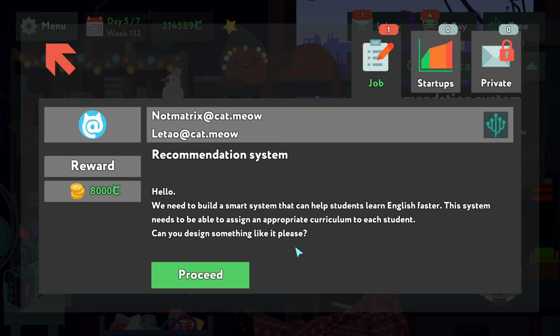Hello, we need to build a smart system that can help students learn English faster. This system needs to be able to assign an appropriate curriculum to each student. Can you design something like it, please?